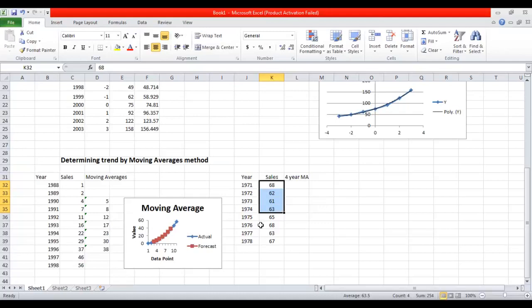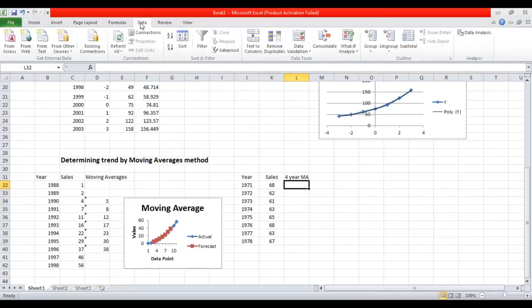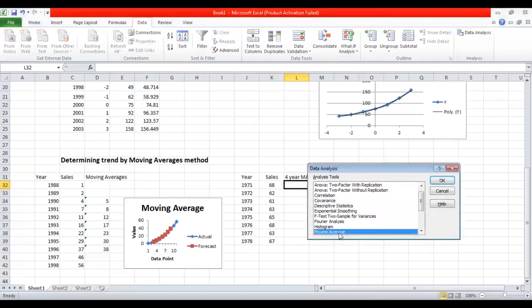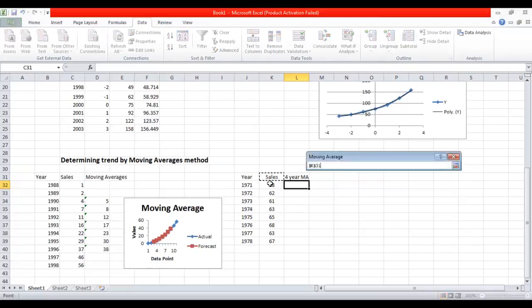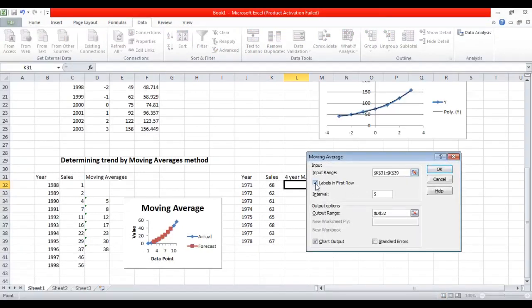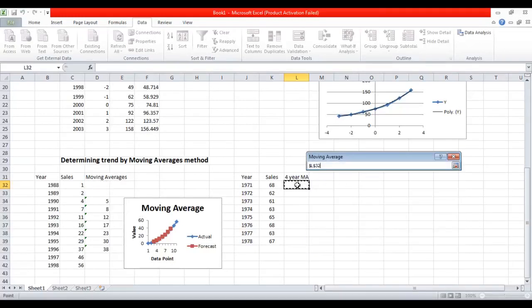So after finding the 4-year moving average, we again find the 2-year moving average. First we'll find the 4-year moving average. How to find it? From the data menu, select data analysis, moving average, then select your input range. Our input range is the sales column. Select the sales column. Yes, labels are included. Now the interval, that is the period of moving average, is 4. After that, select the output range. That means we need the output from here.